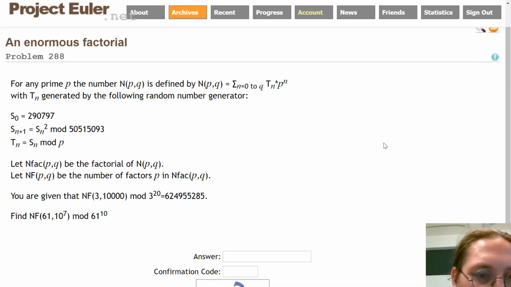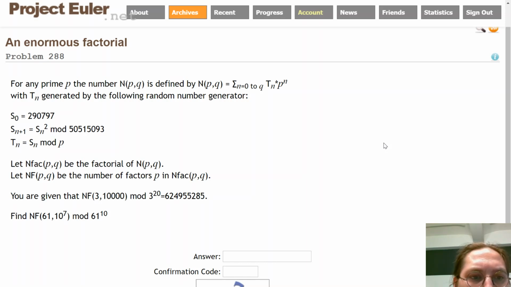Oh, we have to mod it by 61 to the power of 10. Yeah, you have to know that. What was it? What was the P and the Q? What is the Q then? The Q is how far you do the summing. Yes, n is 0 to Q, of all n's as Tn is Sn mod P.